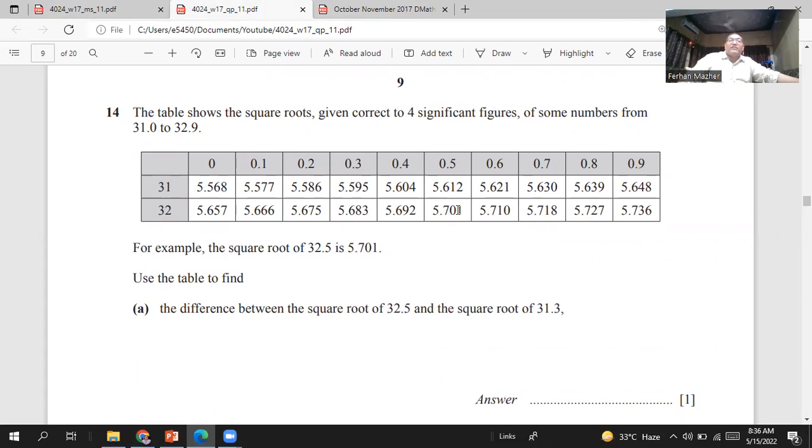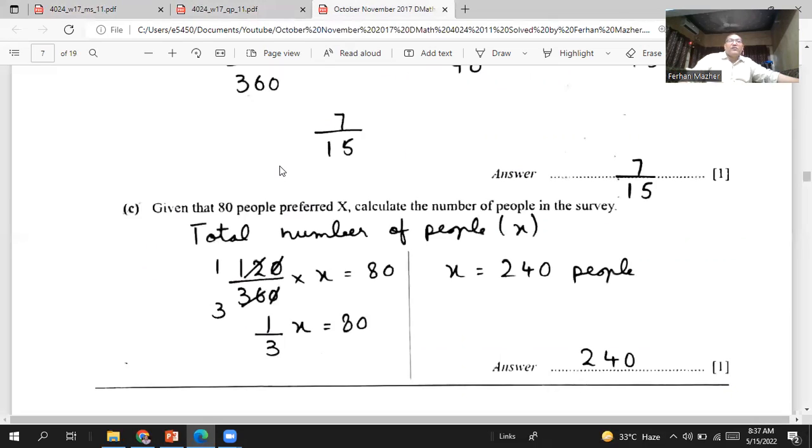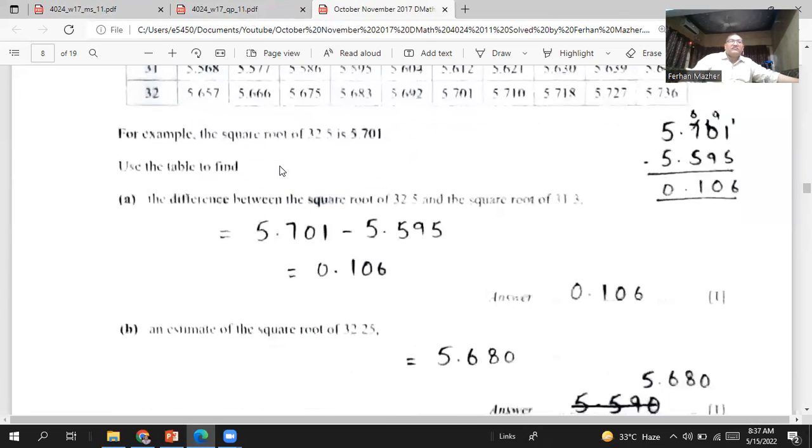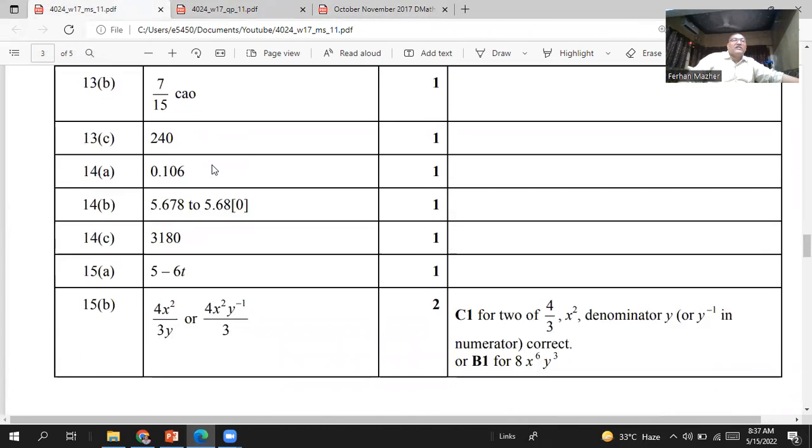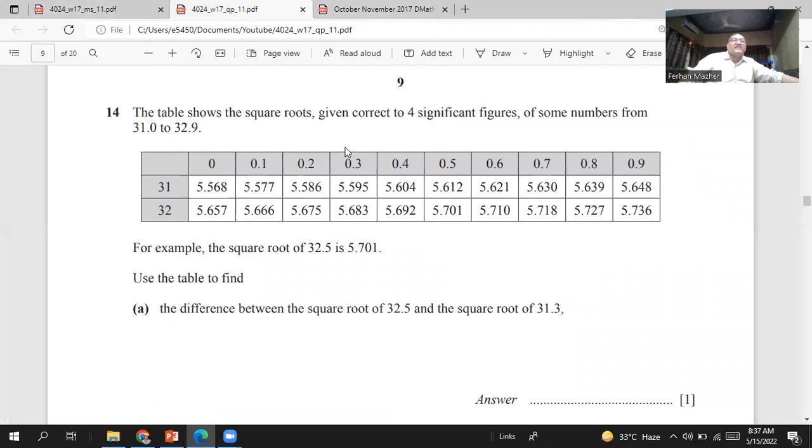The square root of 32.5 is 5.701, and 31.3 is this 31 and this is 0.3. So the square root of 31.3 will be 5.595. Then we have to find the difference between them. So the reading between them is 5.701 and 5.595. When you subtract them, it will be 0.106. So 0.106 is the right answer, sir.